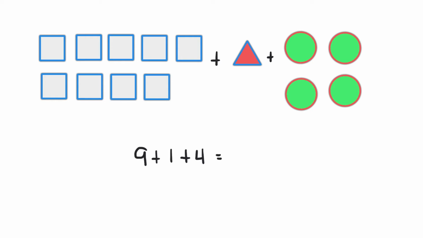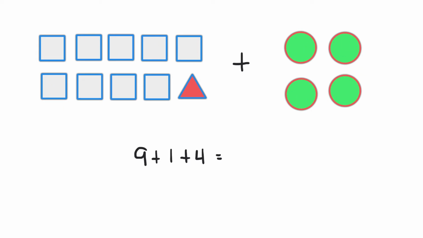What I want to do first is to make a 10, just to make it easy on myself. And I see a really easy way to make a 10. I already have 9 right here. I know that I only need one more to make a 10. So I'm going to move this one triangle over here. And now I have 10, which is a lot simpler for me to add. Now I can look at it as 10 plus 4.